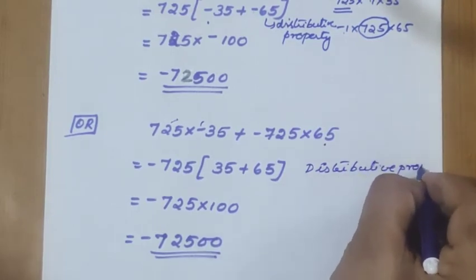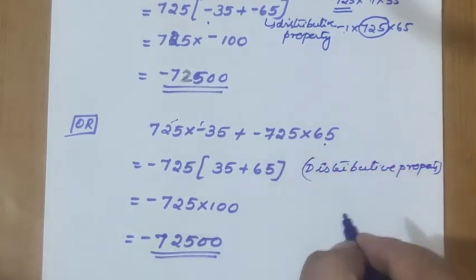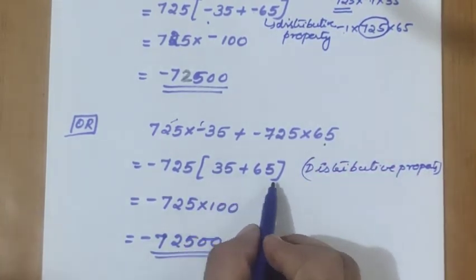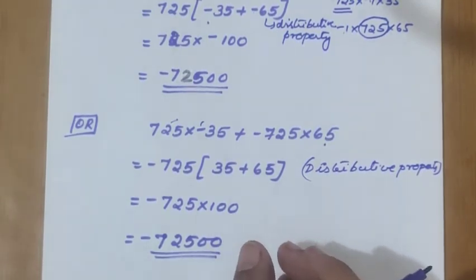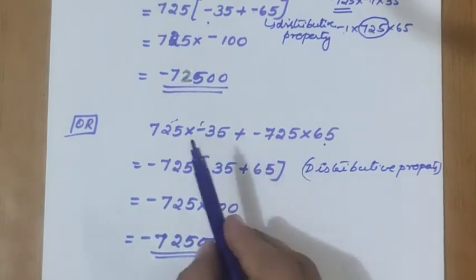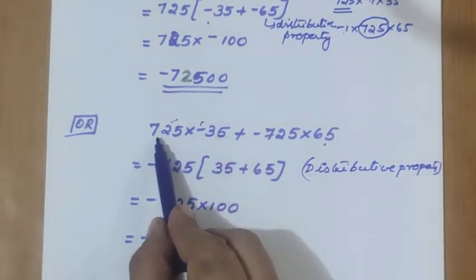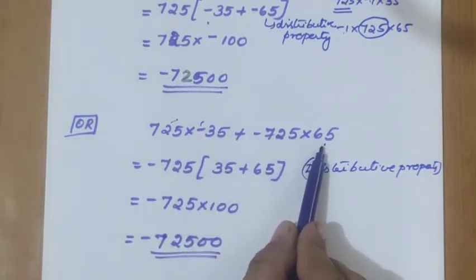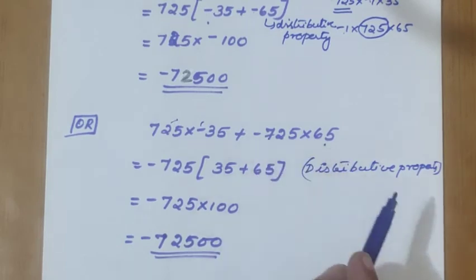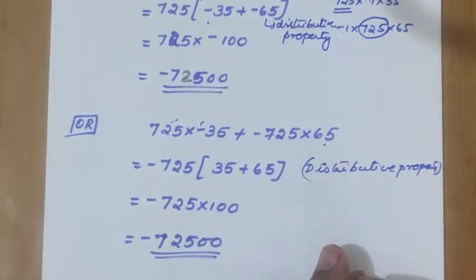So when the question asks for using the property, we must specify the property as a reason only. Now simplify, it is 100. Minus 725 into 100. Our answer is minus 72,500 only. Both ways if you try, the answer remains the same. The most important thing to remember is that the property should be applied. Don't do the direct multiplication. If the child does 725 into minus 35 as a product, again minus 725 into 65 multiplication, then adds, you will not get the mark because the property must be used, because the instruction is given in the question. So what is the answer we got for this question? Minus 72,500.